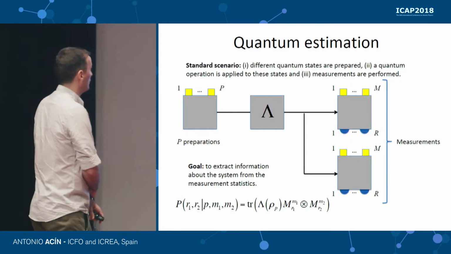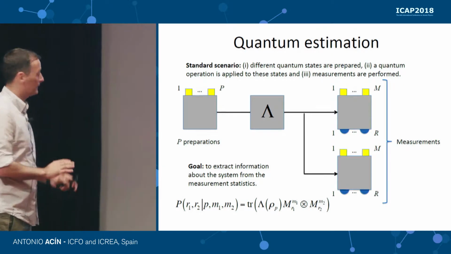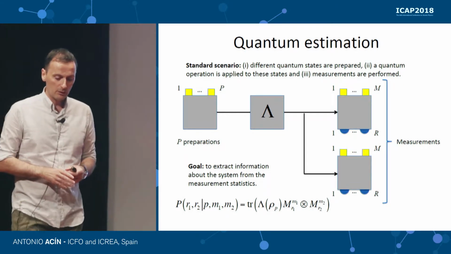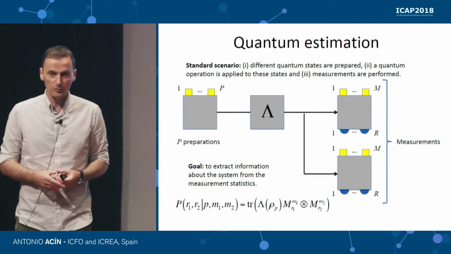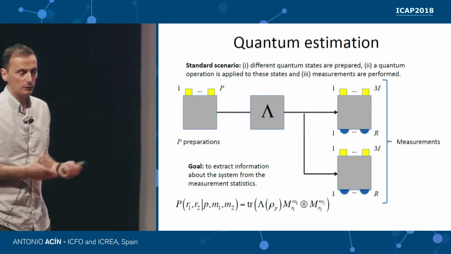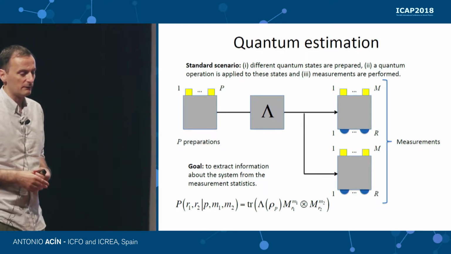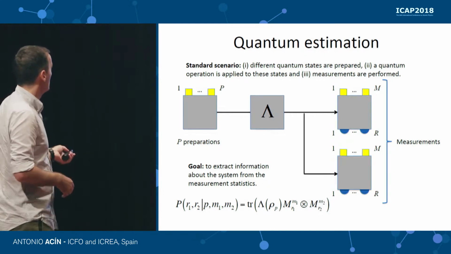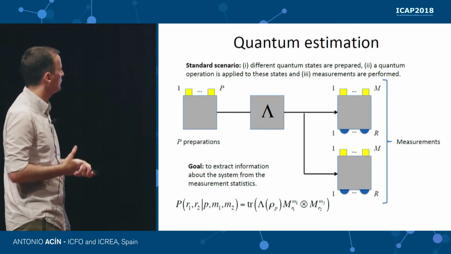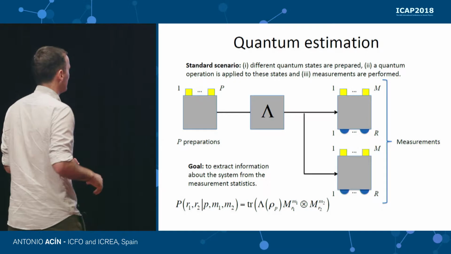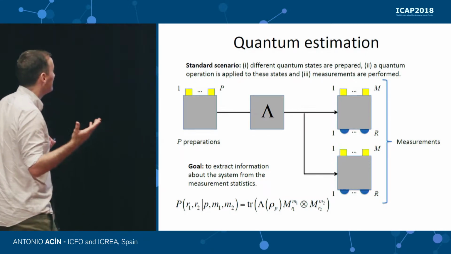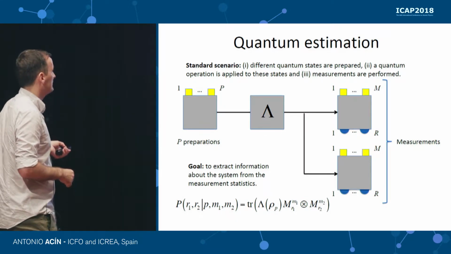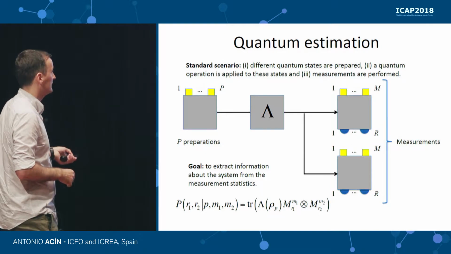This is the first thing I'm going to consider. Usually in my group we work a lot on the device-independent approach to quantum physics, and I'm going to illustrate this because I think it's also relevant for quantum estimation problems. From a formal point of view, what is an estimation problem? You have a system that is being prepared. Maybe this system is subjected to an evolution, and then it is measured.